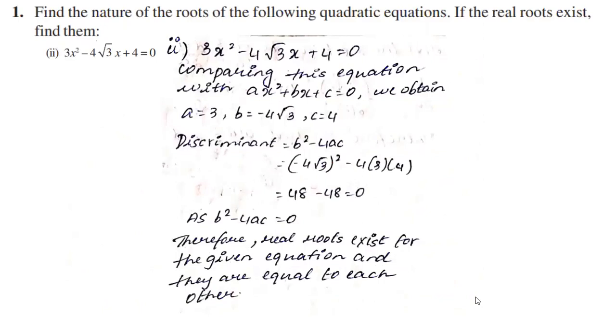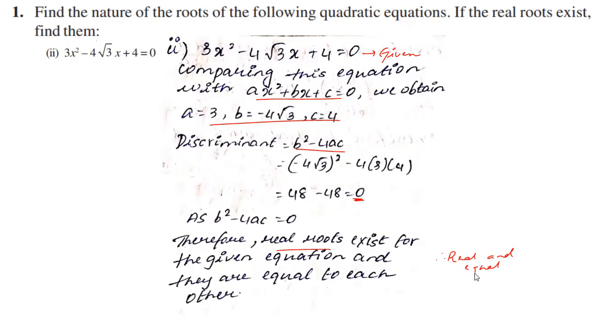Next question. This is the equation which is given. Compare it with the standard form. Write A, B, and C values. Find the discriminant. Discriminant we are getting as 0. So if the discriminant is equal to 0, roots exist. They are real roots and they are equal.